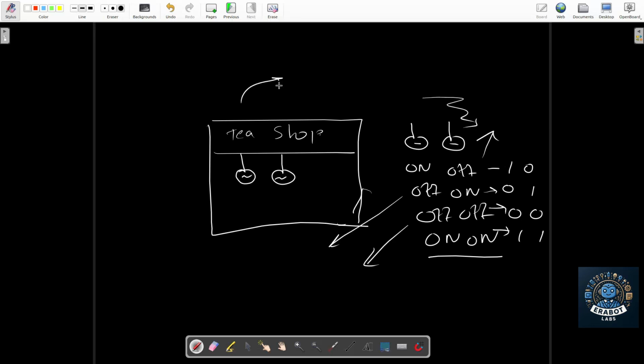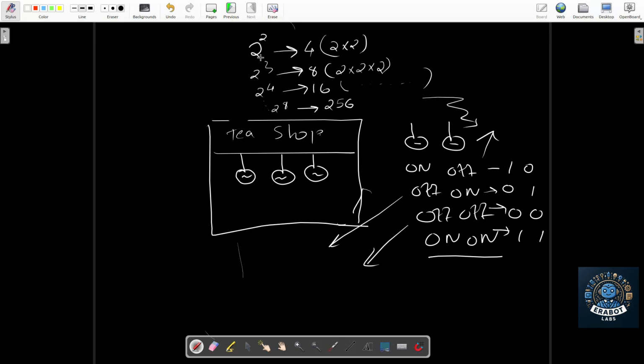Now consider a case where he wants to communicate more and introduces one more bulb. How many combinations of messages can he create? It will be 2 raised to 3. This will be the equation. If we have 4 bulbs, it will be 2 raised to 4. If we have 8 bulbs, 2 raised to 8. So this is the list of combinations possible with the number of bulbs.